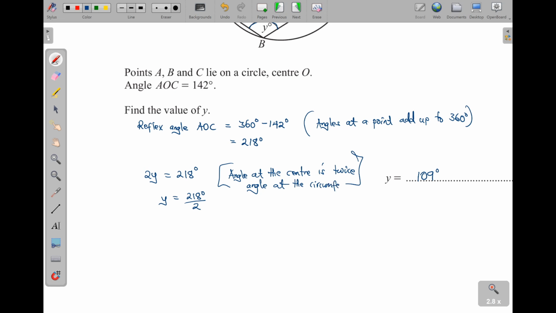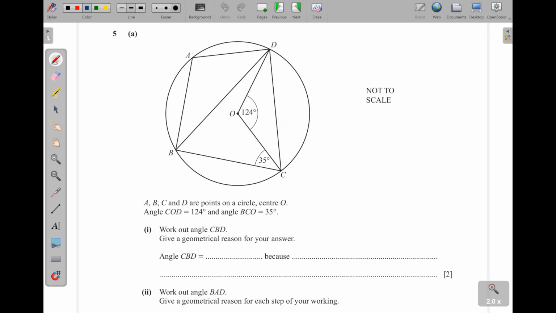I'm going to be writing all of these geometrical reasons, because sometimes they ask them like you saw in the previous question. Question 5, part A, B, C, and D are points on the circle center O. Angle COD is 124 and angle BCO is 35 degrees. Roman 1, work out angle CBD. Give a geometrical reason for your answer. Angle CBD is equal to what?